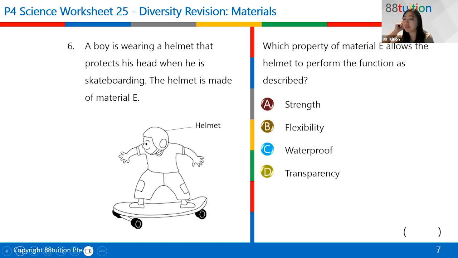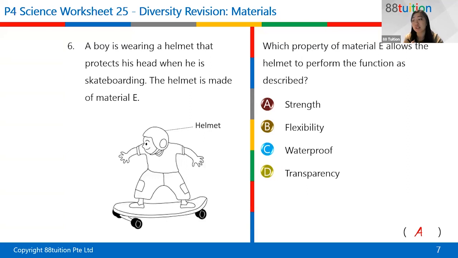A boy is wearing a helmet that protects his head when he is skateboarding. The helmet is made of material E. Which property of material E allows the helmet to perform the function as described? Ivan? A. Good. If you think about it, what property would you want the helmet to have? What is the function of the helmet? The purpose of the helmet, of course, is to protect your very vulnerable head. Sometimes wearing a helmet really does save a life, isn't it? So it has to be able to protect your fragile head. Therefore, it must be strong.